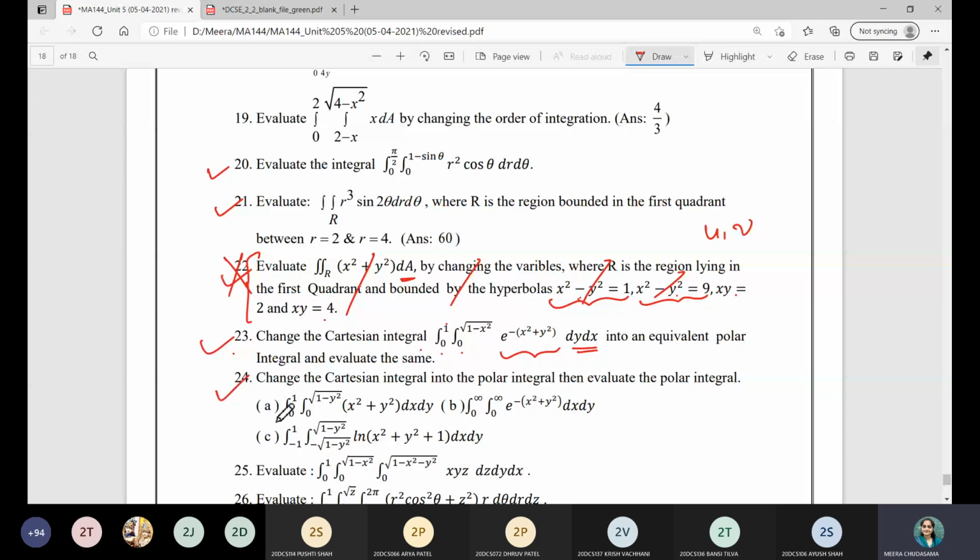24 number example, in which the first one is A. Let us solve it because it will be very easy. So first of all, determine the region and then what the corresponding limits will change to in terms of r and theta, that also you tell me quickly because it is similar to the previous case. What is the region in this case?